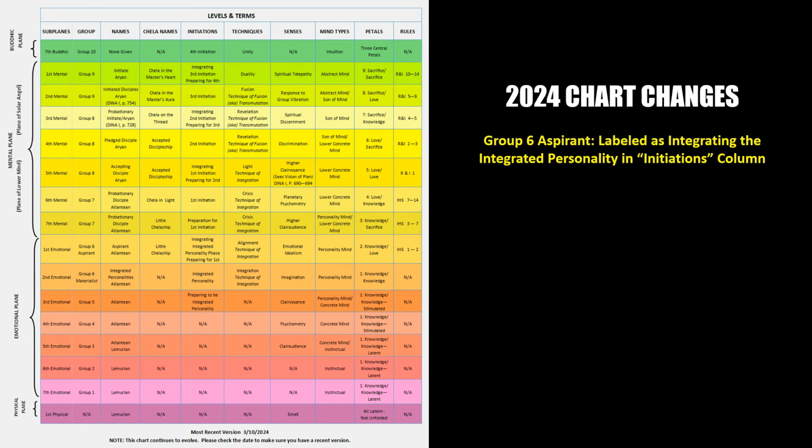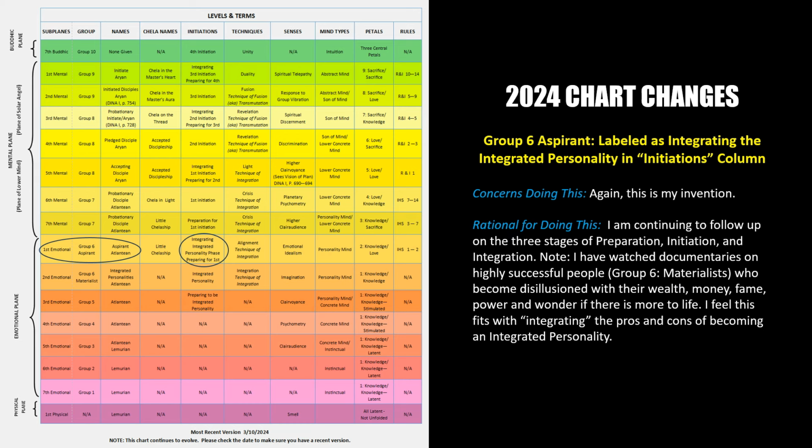So following this same line of putting in the stage of becoming an integrated personality and breaking it into 3 parts, I have the group 6 aspirant, who is now labeled as integrating the integrated personality phase and preparing for the first initiation. And I've put that under the initiations column here. And again, my concern is this is my invention. My rationale for doing it is that I'm continuing to follow up on those 3 stages: preparation, initiation, integration.